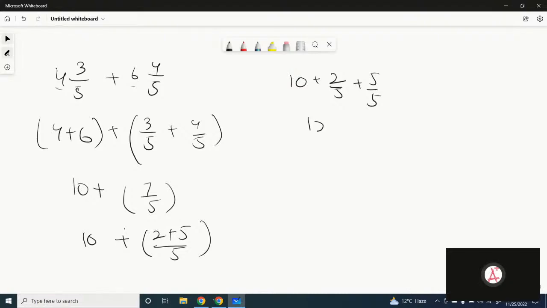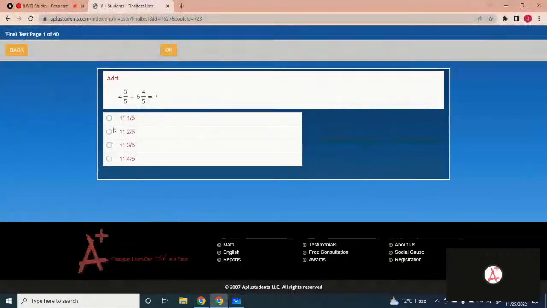So 5 by 5 means 1. So it would be 10 plus 1 plus 2 over 5. So 10 plus 1 is 11 whole 2 over 5. Got it? It would be 11 whole 2 over 5.